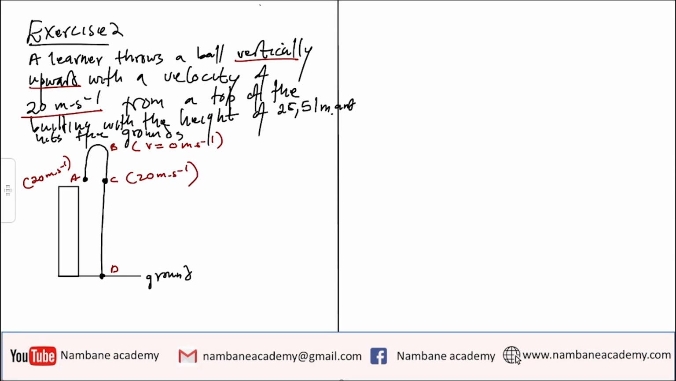Where do I know this from? Type 2, ladies and gentlemen. Issues of symmetry. Very important. Do I know the V final here? No, I do not know. But I am told that this here is 25,51 meters. Listen, then I can basically just answer any question.